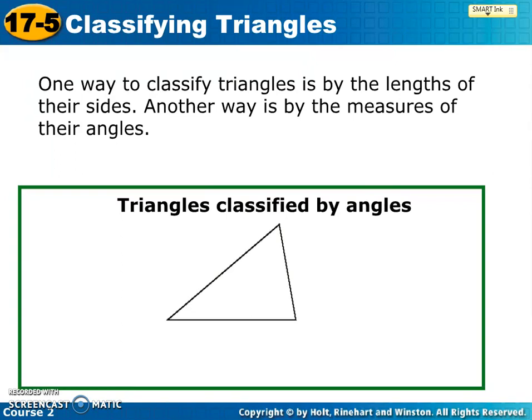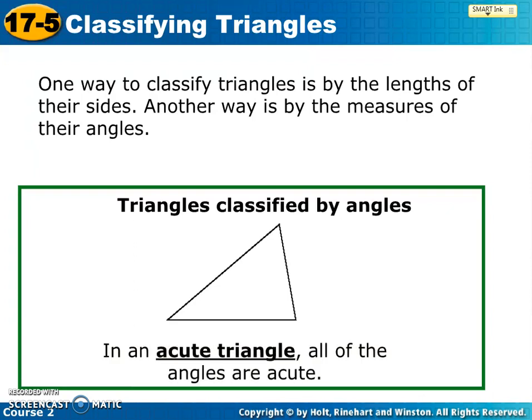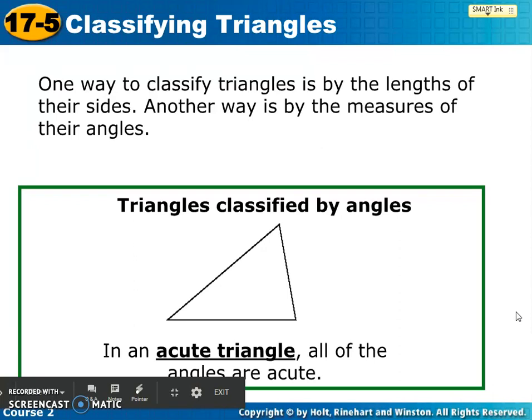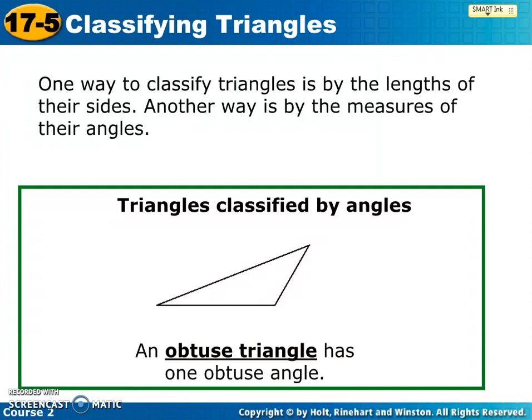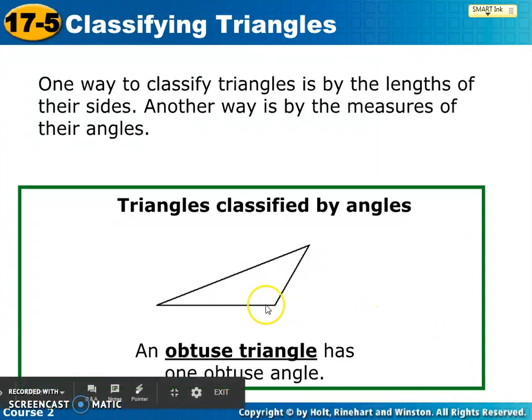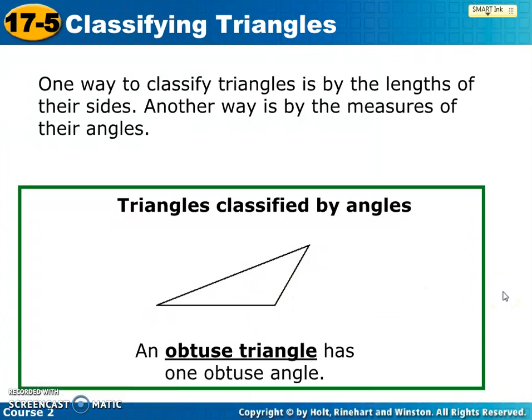The second way to classify the triangle is by the measure of their angles. So we can name them by the length of their sides and by their angle measures. The first one by the angles is called an acute triangle. An acute triangle is when all of the angles are acute, so we know that's smaller than 90. The next triangle there is the obtuse triangle. An obtuse triangle has one obtuse angle. So you notice here we have one larger angle, bigger than 90, and then the other two are smaller, acute angles.